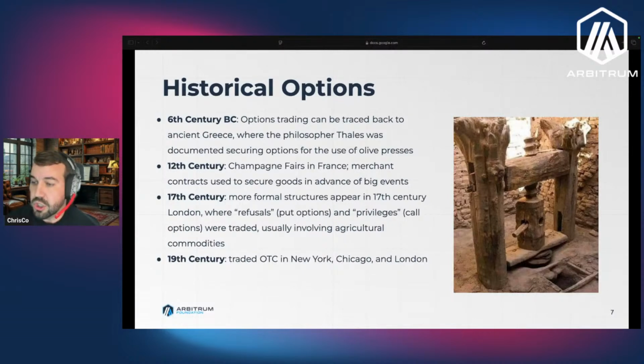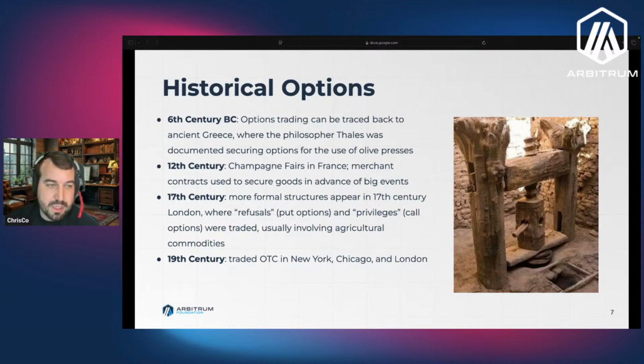Basically, whenever there was a good harvest, he would have sort of a monopoly over all the presses in the city, so he could use that leverage. A lot of times he would just re-rent the presses out to people that desperately needed them because they had more olives than they knew what to do with. So he was able to use that and dominate the olive press market as a result.